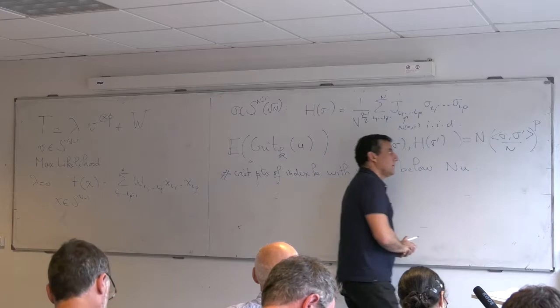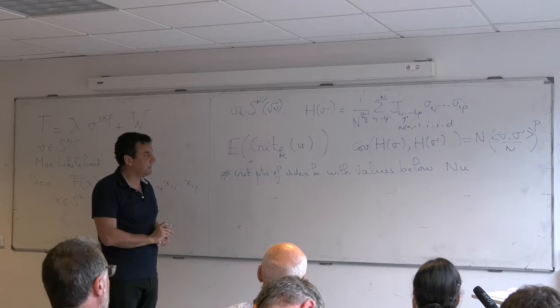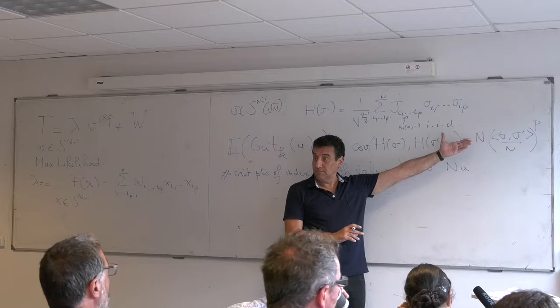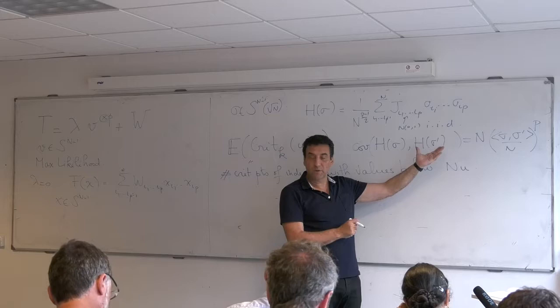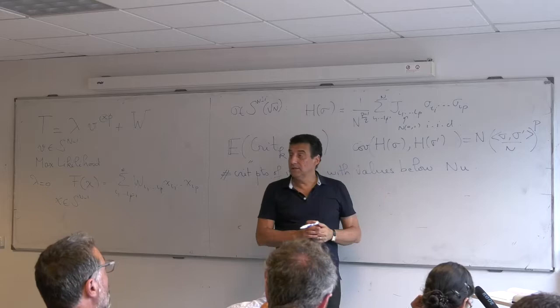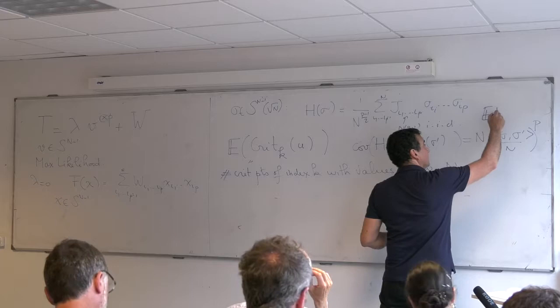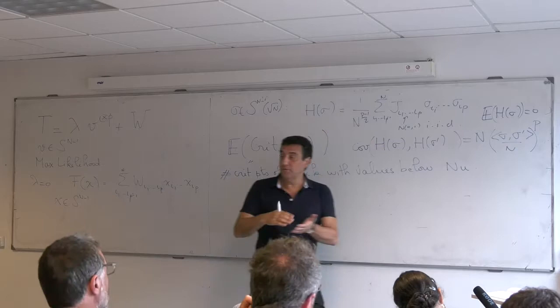Okay? That's exactly what I had written before without all these n's around. So in particular, this tells you that this is the important structure, as I mentioned last night. From a purely geometric point of view, what this says is that this Gaussian field, which is centered, the expectation of H of sigma is zero, is completely described by the mean and the covariance.